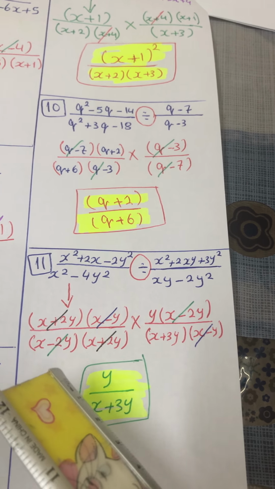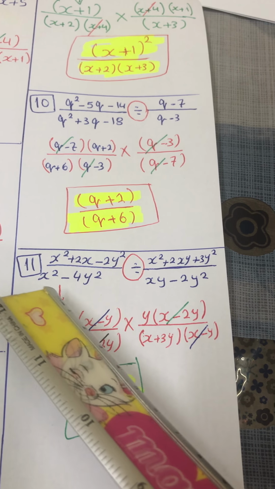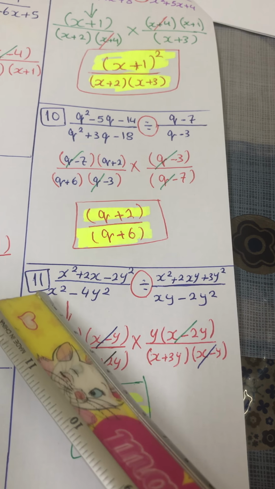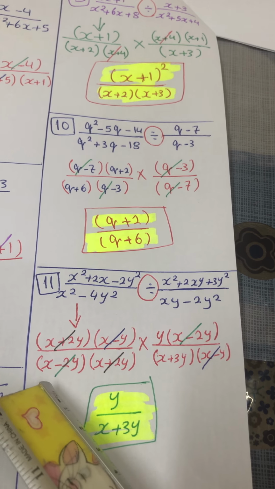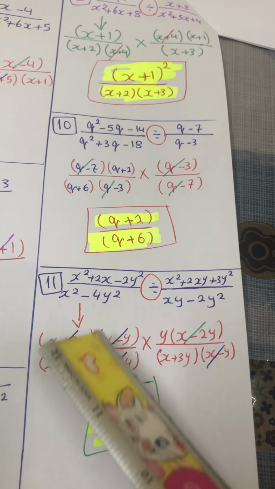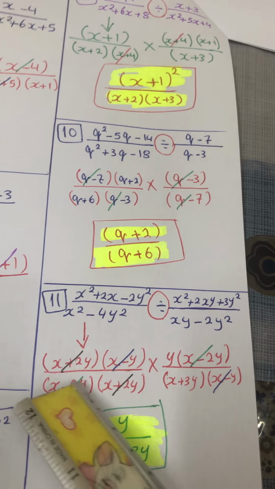Okay, like this. Over here, it's square minus square. So I have 2 brackets. The square root of x squared is x, the square root of x squared is x. And 4y squared will be 2y and 2y, but one positive and one negative.